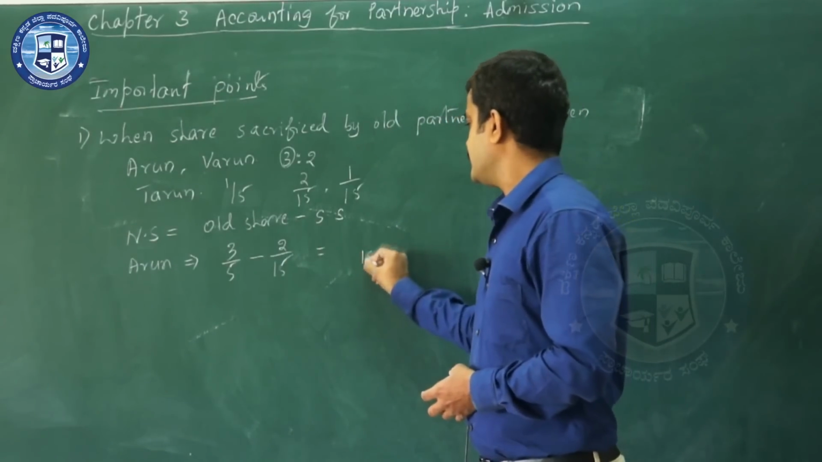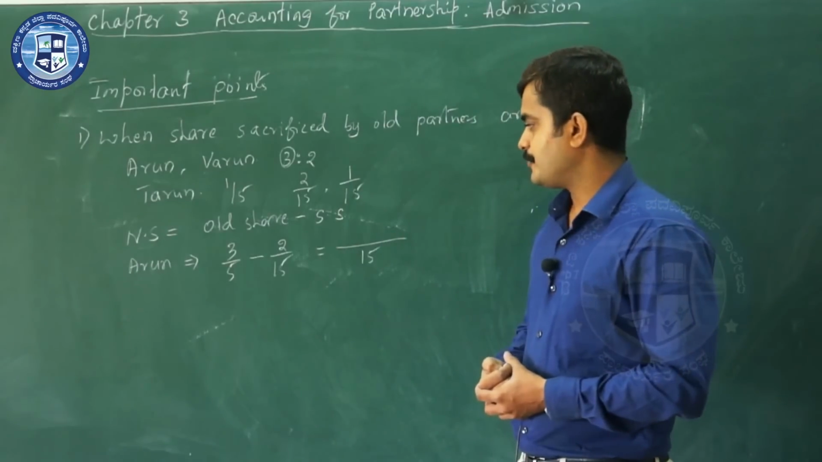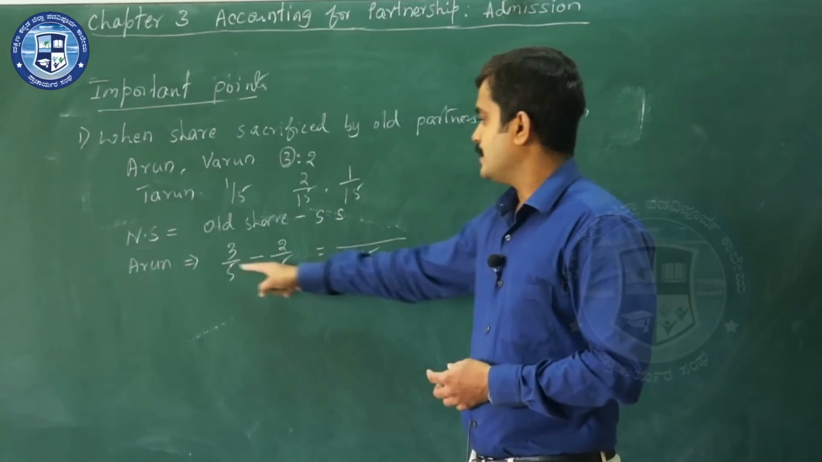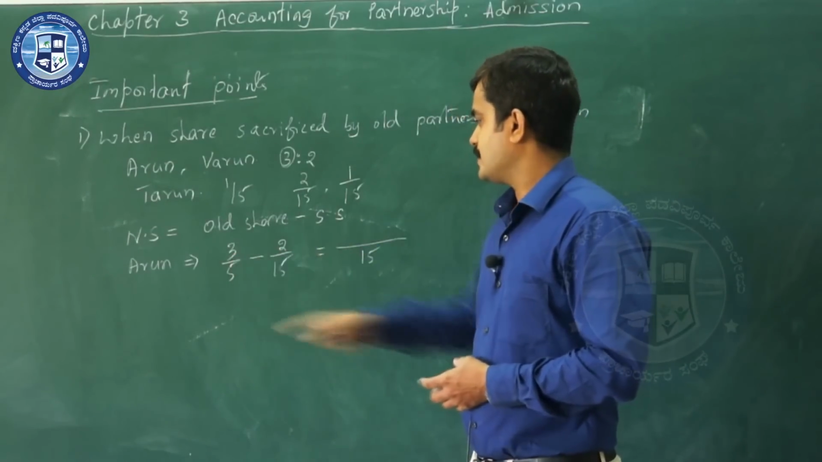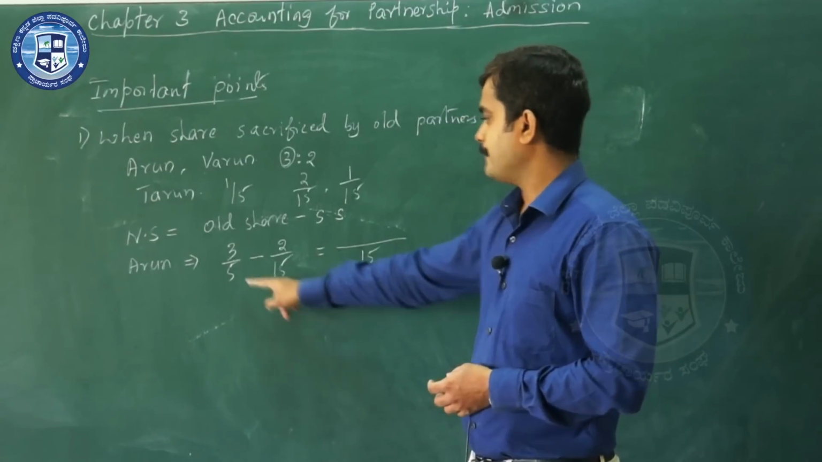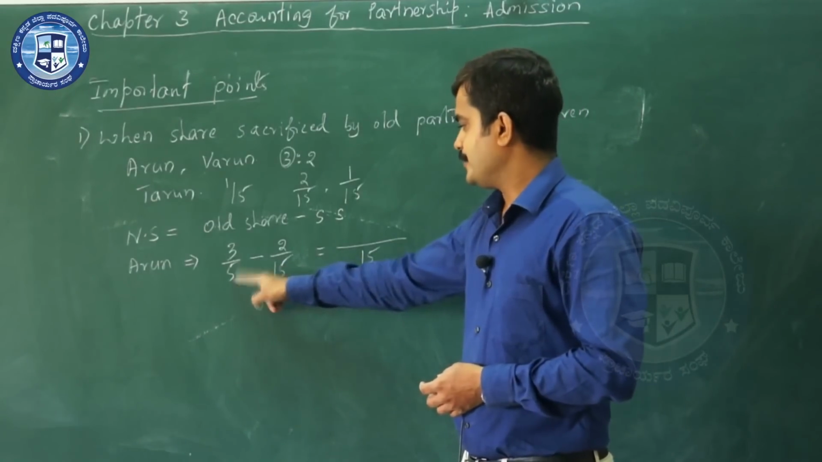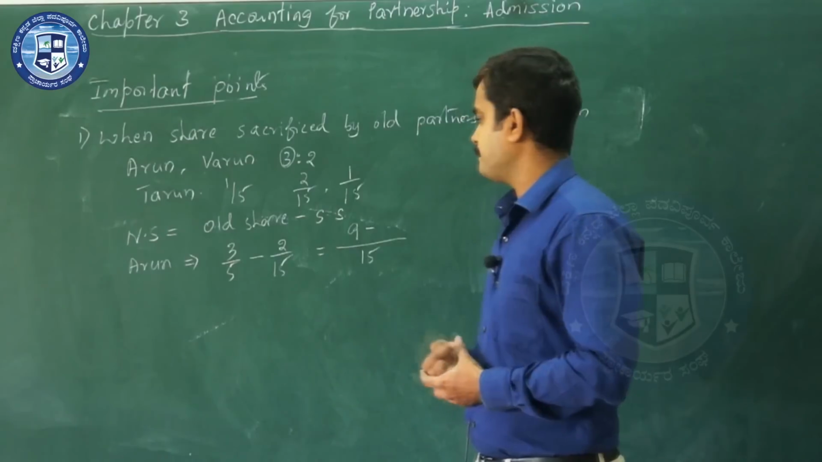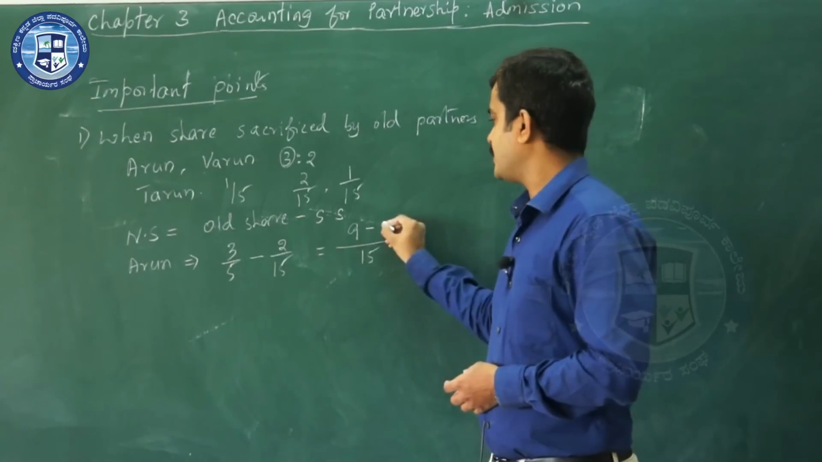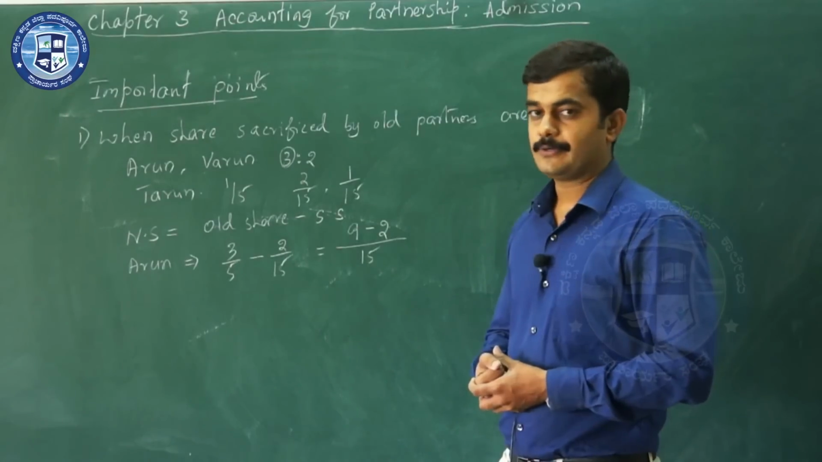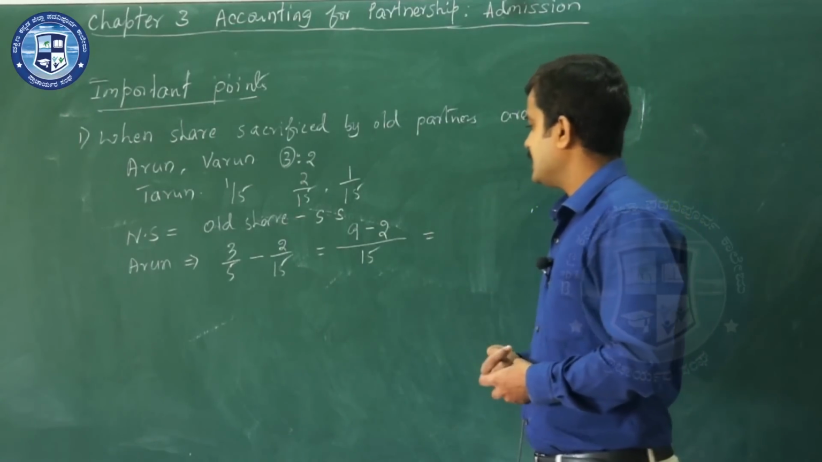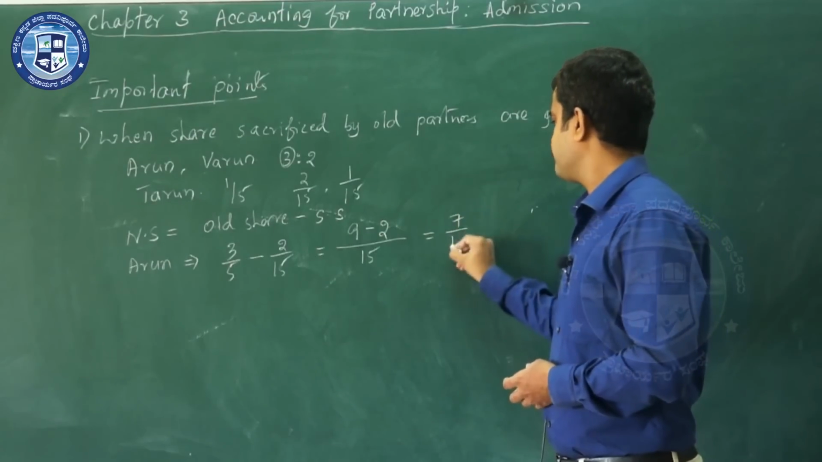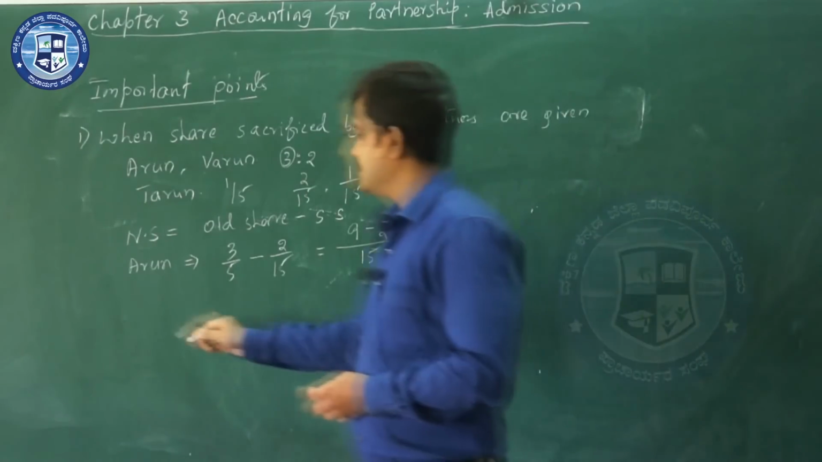First we have to write LCM. LCM of 5 and 15 will be 15. Now we have to convert 5 into 15. So we have to multiply by 3. So 3 into 5 becomes 15, 3 into 3 is 9. 15 is already there, so we need not multiply for 2. Deduct 2 from 9, we get 7/15.